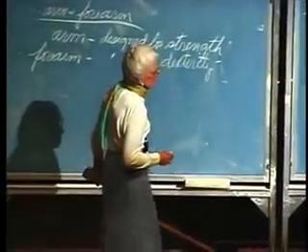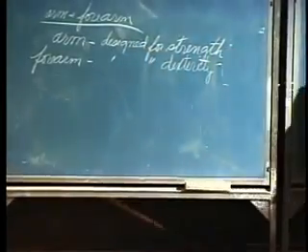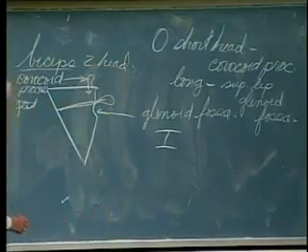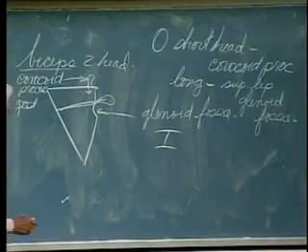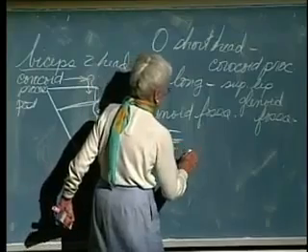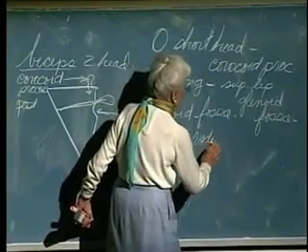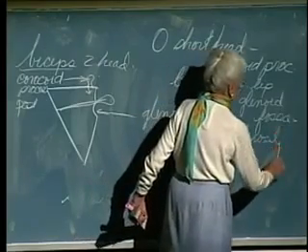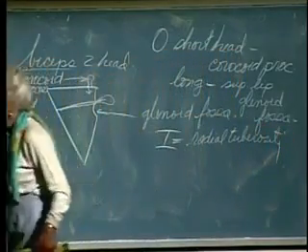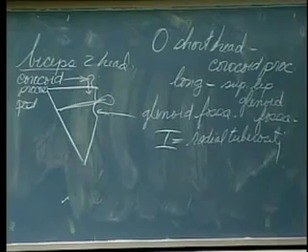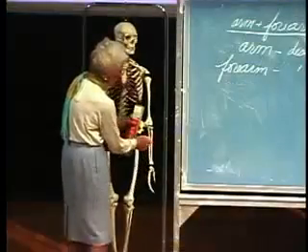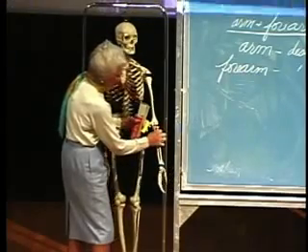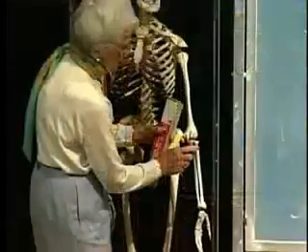All right, so we have our two heads, our long and our short. And they're going to insert on the radial tuberosity. Where is that? Here's our radius, lateral here. See that bump? That's where it's going to insert.